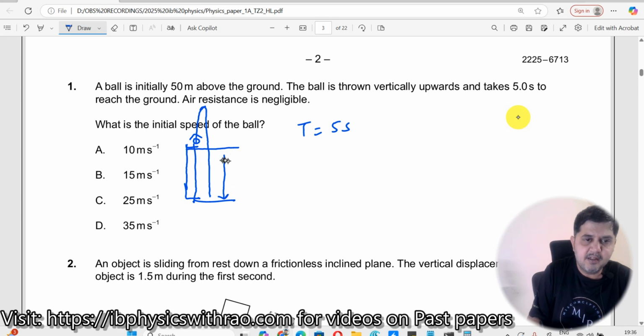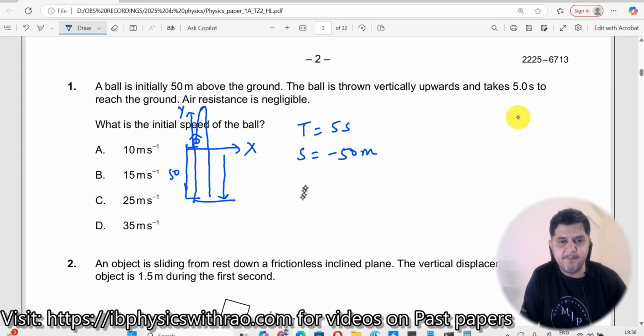So therefore, if I consider this as my x-axis and this as my positive y-axis, this should be negative y-axis, and this height is 50 meters. Since it is negative y-axis, I can write s is equal to minus 50 meters over here. Okay, and now let me use my equations of motion.